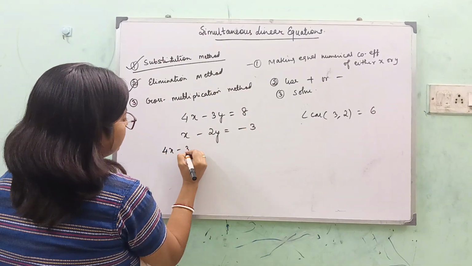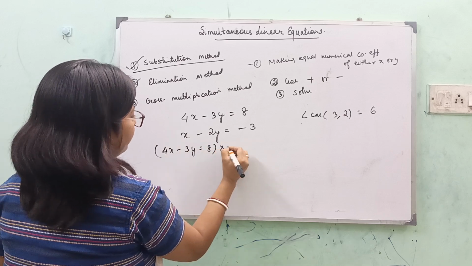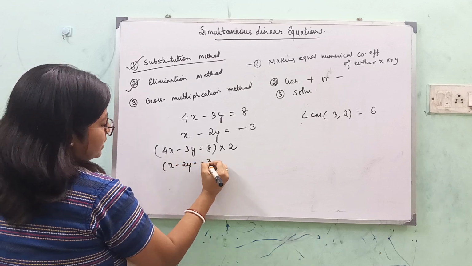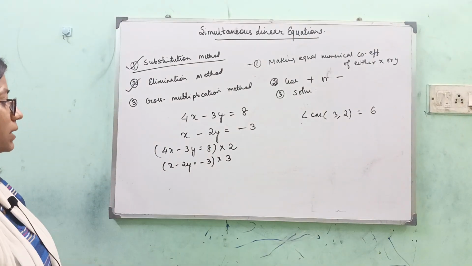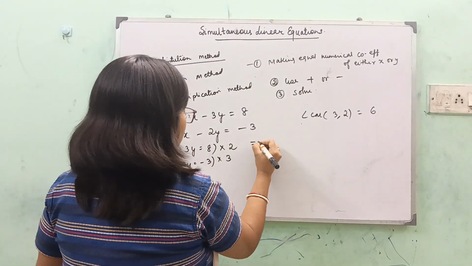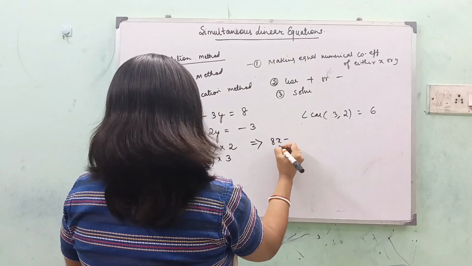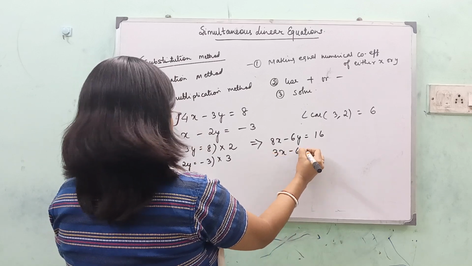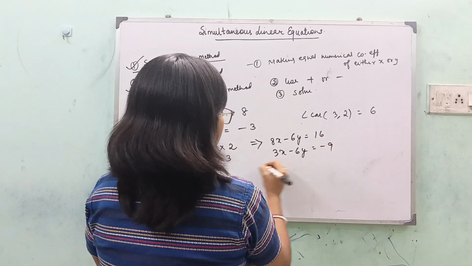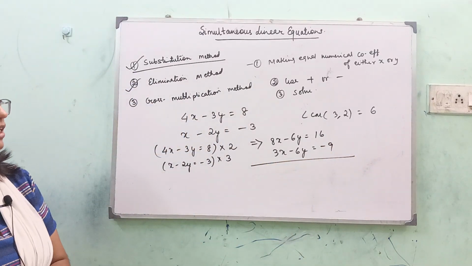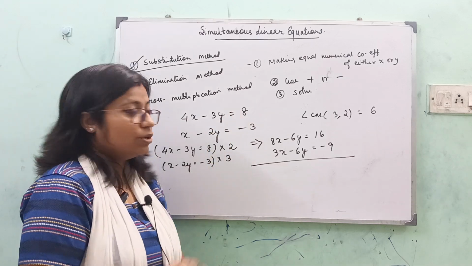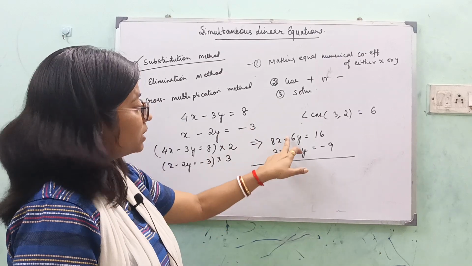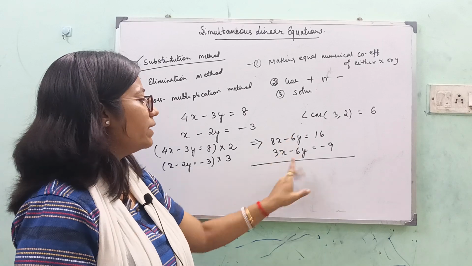So 4x minus 3y equals 8. This you multiply with 2 because we want to make this 6. And x minus 2y equals minus 3, multiply with 3, so that this becomes minus 6. So now this results in 8x minus 6y equals 16. This becomes 3x minus 6y equals minus 9. Now what will you do, addition or subtraction? If you do addition, the y will not get reduced, because we will get minus 12y.